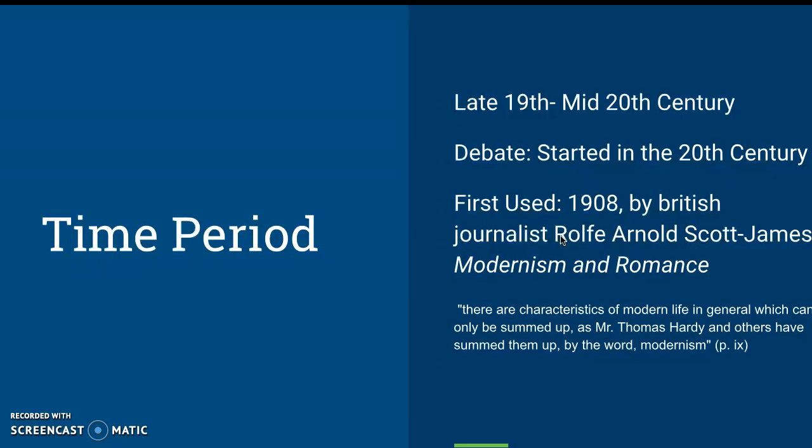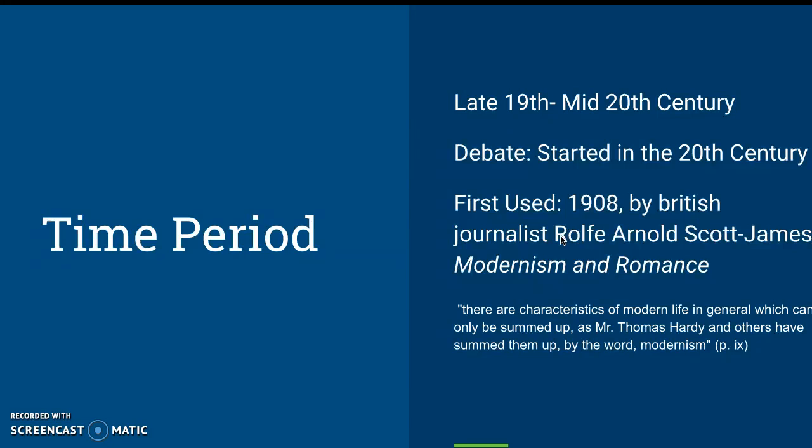Okay, and for the time period, it is from 1914 to 1918, but some debate that it started in the 20th century, but really it was after World War One, and going into the 20s and 30s. It was first used by British journalist Ralph Arnold Scott James, in Modernism and Romance. His Modernism and Romance text was really prevalent.